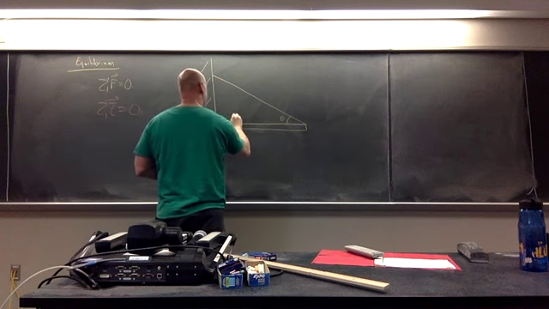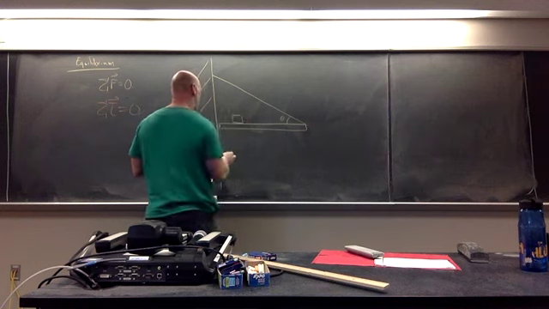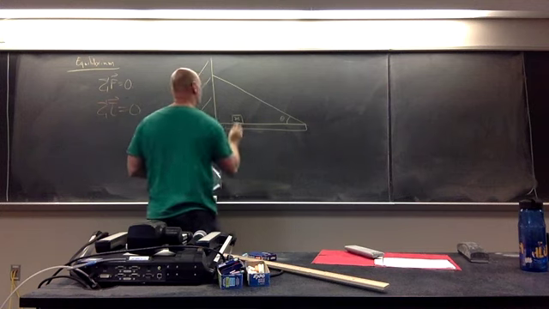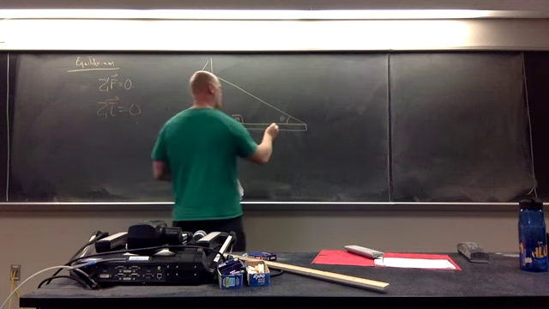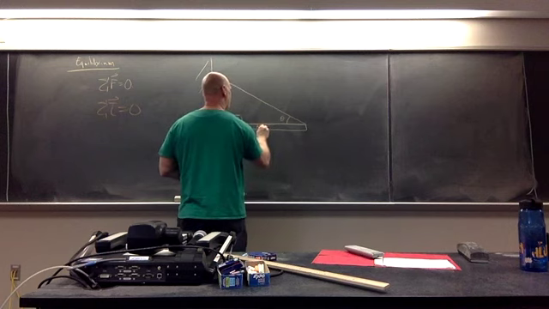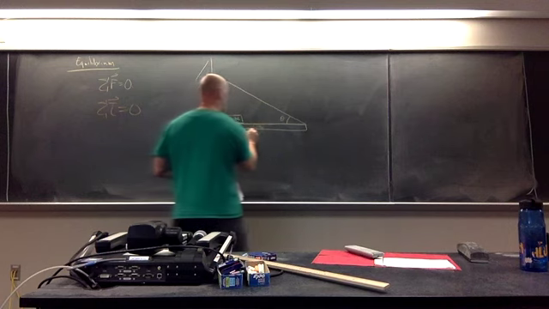And then some distance away from here, I'm going to put a box where this box has a mass of m. And the beam itself also has a mass. Let's call that mass m sub b. And the beam has a length to it.